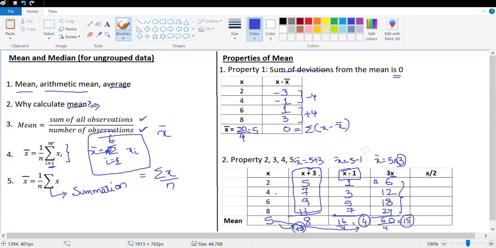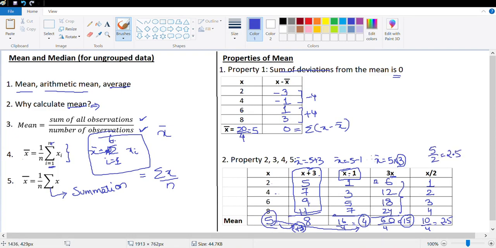Let's see if this works for division as well. I am dividing all observations by 2. 2 divided by 2 is 1, 4 divided by 2 is 2, 6 divided by 2 is 3, 8 divided by 2 is 4. So let's see what the mean of these numbers is. 1 plus 2 plus 3 plus 4 is 10. 10 divided by 4 is 2.5, which means my mean gets divided by 2, which is 2.5.